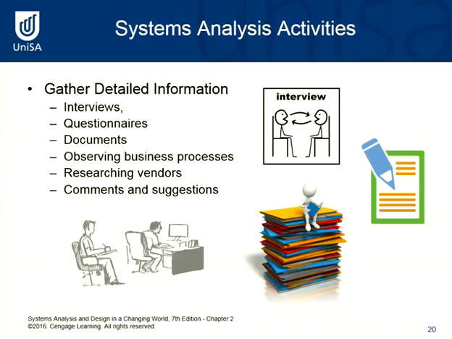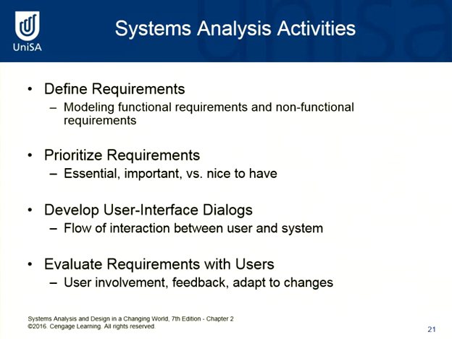Observing business processes, where we actually watch people doing things. Researching vendors, seeing what's out there, what people provide as potential solutions to a problem. And getting comments and receiving suggestions. So these are other things that we need to also do. Define the requirements. We need to model the functional requirements and the non-functional requirements. And there is a clear difference between the two. You need to understand and recognise those differences as part of your group assignment.